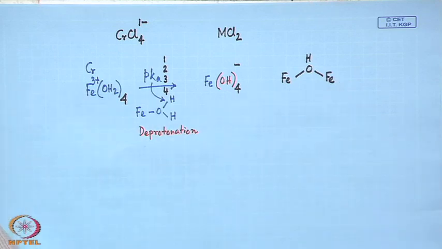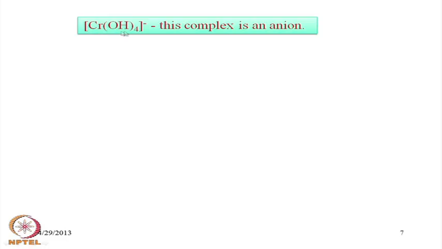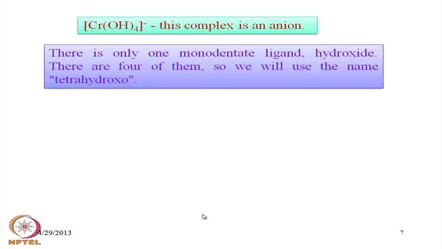So, let us see the same thing happening over a chromium center. When we have chromium bound to 4 hydroxide groups, the complex becomes an anion, because the chromium is present in +3 oxidation state. We have a monodentate ligand, so we do not have any polydentate organic species present. So, the tetra nomenclature is fine instead of tetrakis, and hydroxo groups are there. So, a tetrahydroxo species is forming over there, and this tetrahydroxo species is also possible for any metal center.